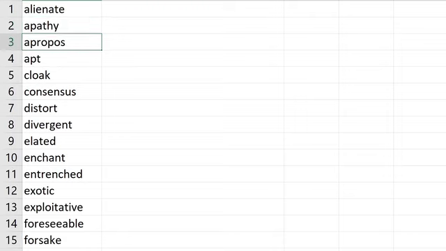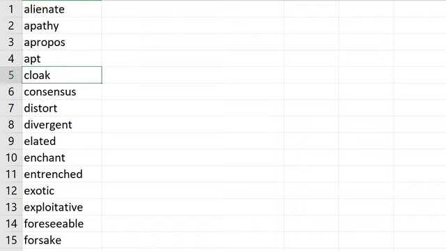Apropos, I like to say that. Apropos means relevant or suitable. So, if something is apropos, it's on topic. Apt has like 50 different definitions. One meaning would be suitable, very similar to apropos. It can also mean having a tendency to do something. You are apt to commit a crime or something. It can also mean quick to learn. So if you're an apt learner, you learn quickly.